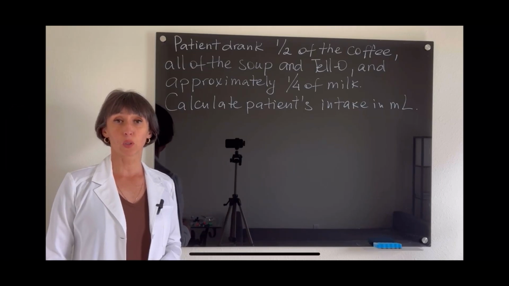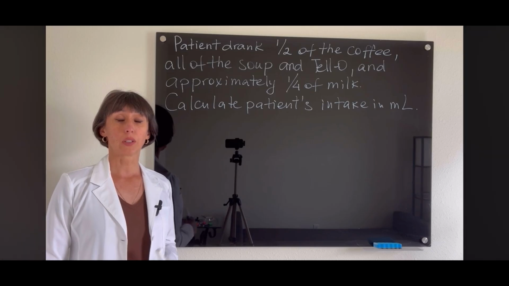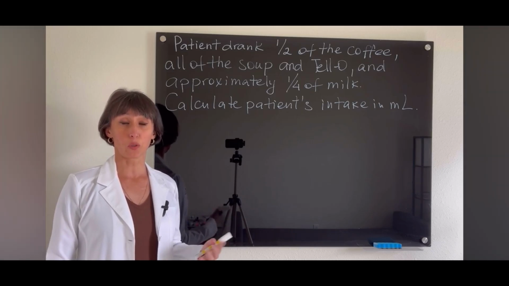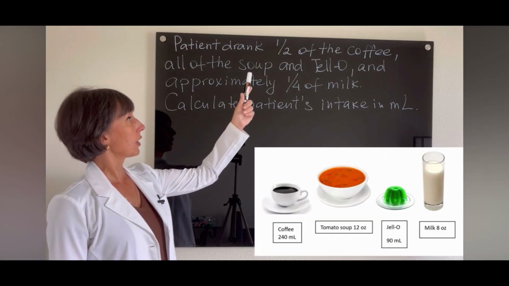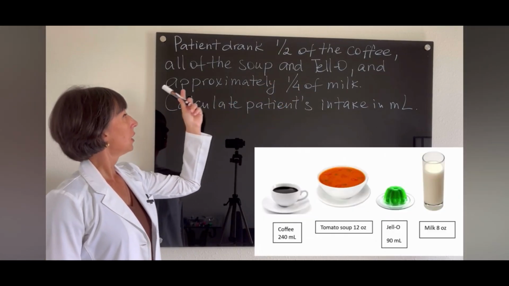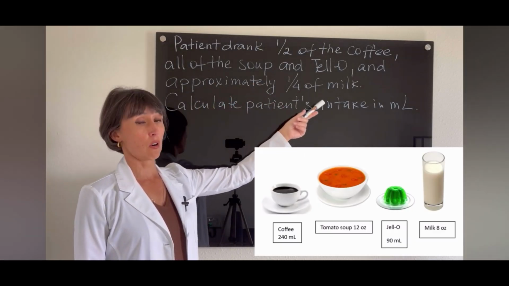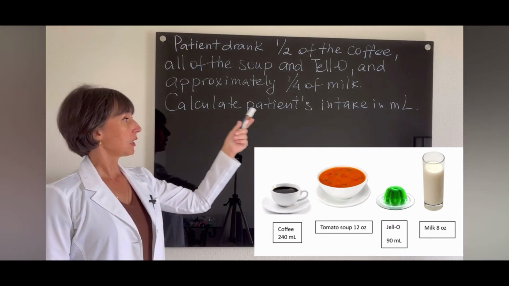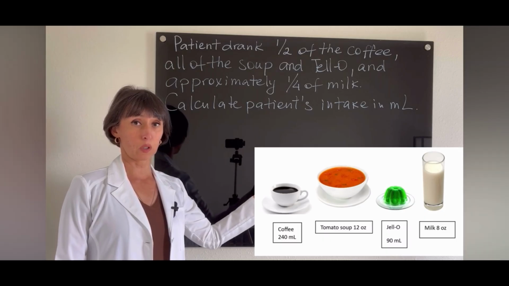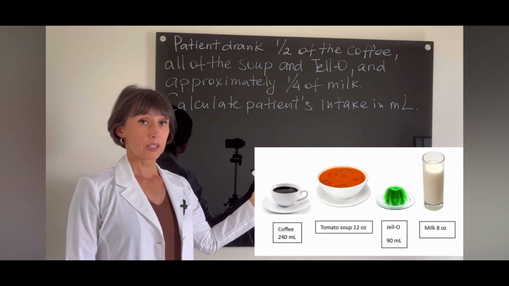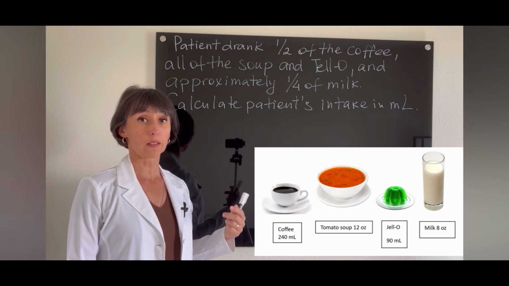We will solve several dosage calculation problems where the nurse needs to count the intake and output of the patient for the shift. Here's our first problem. The patient drank half of the coffee, all of the soup and jello, and approximately a quarter of milk. Calculate the patient's intake in milliliters, and you can see the picture in front of you of what the patient's tray looked like. So let's figure out how much in milliliters we need to put in documentation as an intake of this patient.